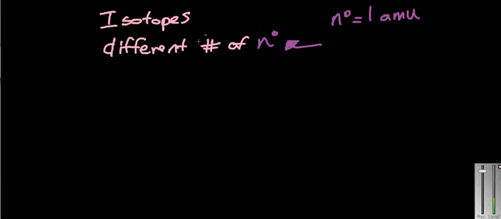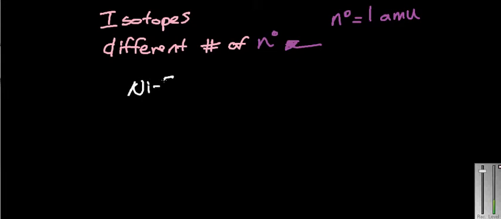Okay, so now we're going to move into a new topic, and we're going to talk a little bit about isotopes. An isotope is really just an atom with a different number of neutrons. We have to remember that every neutron has one AMU, and because of that, this is going to throw off the mass of the atom, or isotope in this case.